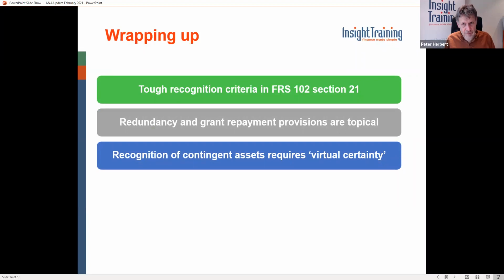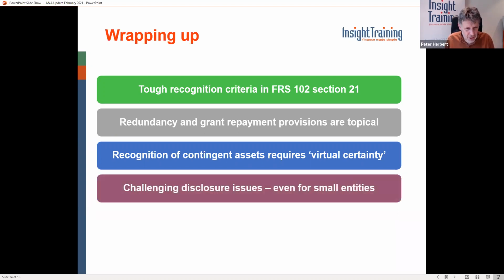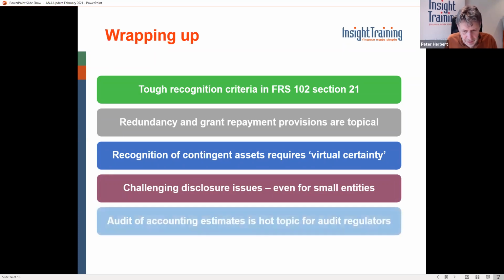We talked about the fact that if you're going to recognise money coming in, in a situation where you're perhaps gaining rather than losing, recognition of that particular contingent asset would require virtual certainty of crystallization. We talked about that in the context of the Supreme Court ruling in the session here. Disclosures are challenging from an accounting and audit point of view. Accounting estimates and audits thereof are a very hot topic for audit regulators, and will be more so in the later part of this year when revisions come in to ISA UK 540.